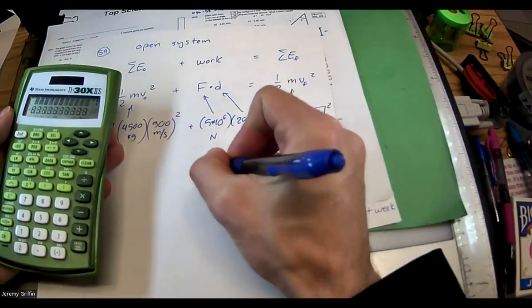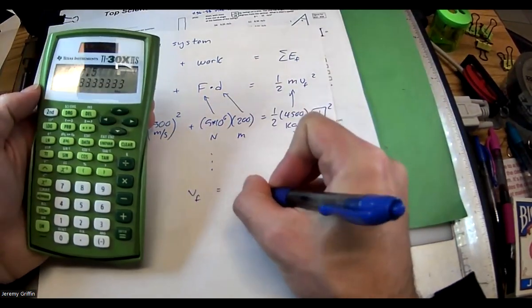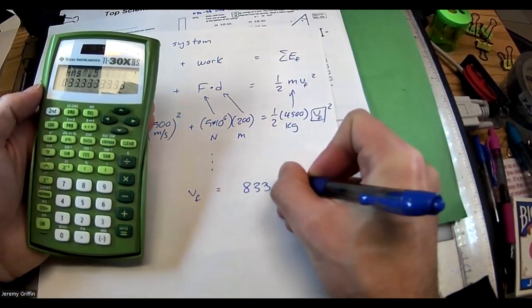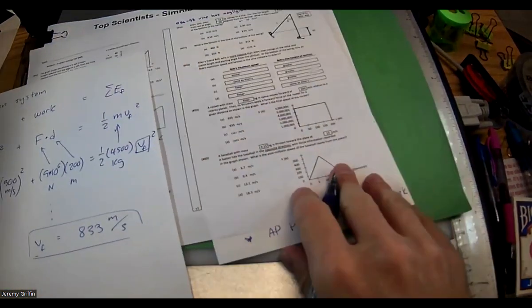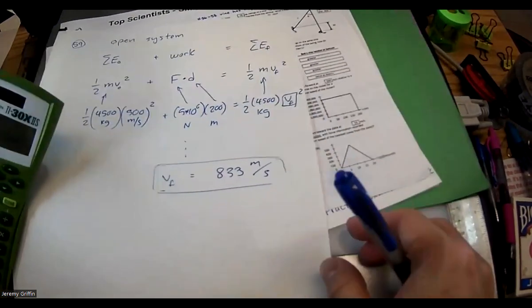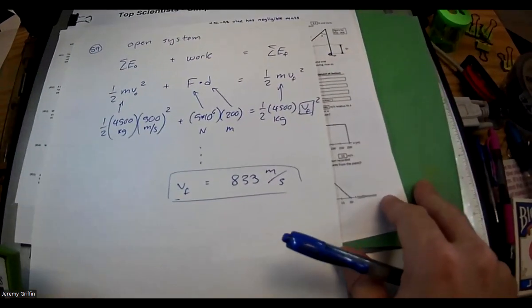Anyway, cutting through some algebra steps here, I'm getting 833 meters per second. Yeah, that's an answer choice, so we're good with that. Okay, you guys good there?